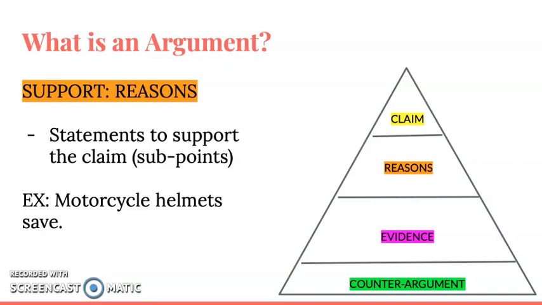After I have my claim, I move down to the second layer from the top of our pyramid, which is reasons. And so with reasons, reasons are statements to support the claim. They're basically considered subpoints. And the reason why I make a pyramid is because we've got one claim at the top, but we don't just have one reason after that. Typically in an argument, you have at least 2 to 3 reasons. It's kind of like the foundation of an argument.